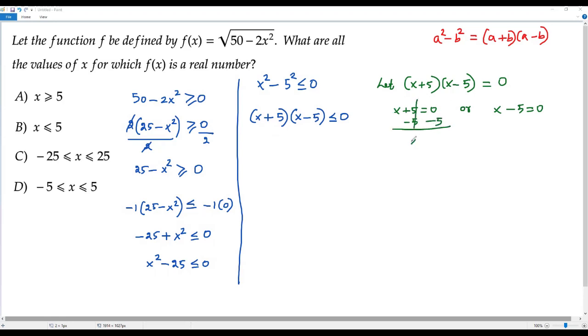Then positive 5 and negative 5 will cancel out. I am getting x equals negative 5. Okay, here let me add 5 to both sides of this equation. Then this negative 5 and positive 5 will cancel. I am getting x equals 5.